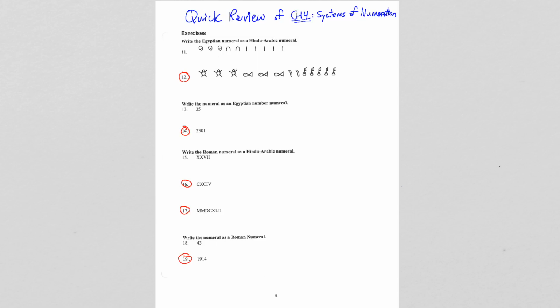I am here to do a quick review of Chapter 4, Systems of Numeration for Explorations in Math. This assumes that you have already completed your homework, which includes 4.1, 4.3, 4.4, and 4.5. Once you've completed your homework, then you can watch this video.